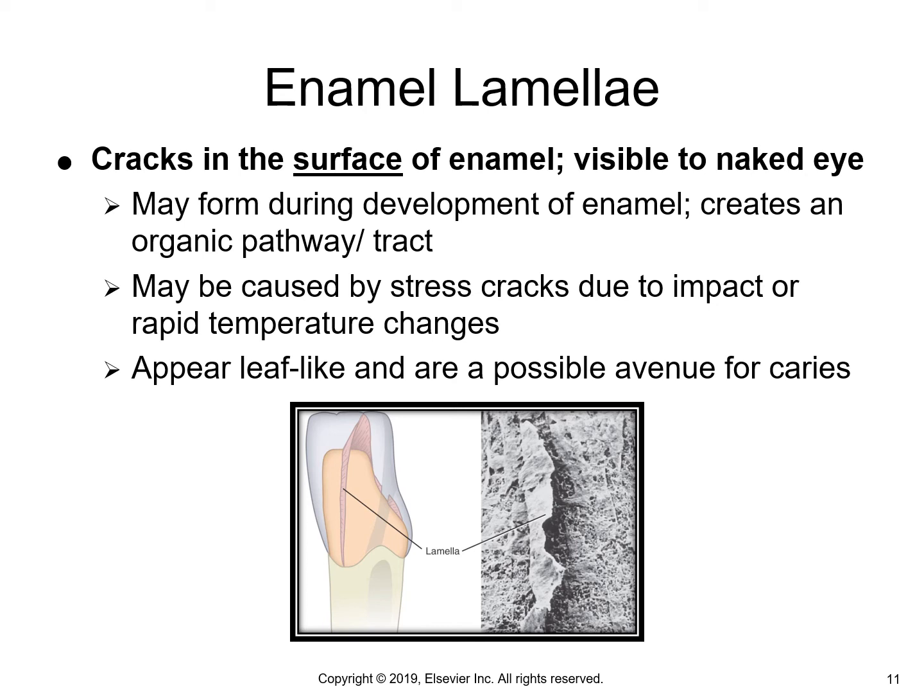These appear like a leaf-like little line. If you look right there at that image that I have for you, you can see that little lamellae goes down through the cartoon tooth, and then the one on the right is a microscopic view of that tooth. So it looks kind of like a leaf. They believe this is a possible area for bacteria and caries to develop.